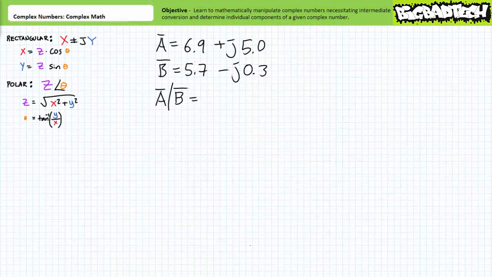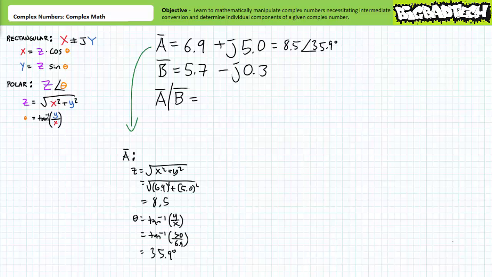Here's another illustrated example of multiplying or dividing complex numbers using rectangular format. Consider complex number A expressed in rectangular format as 6.9 plus j 5.0, and complex number B expressed in rectangular format as 5.7 minus j 0.3. We're being asked to perform the operation A divided by B.